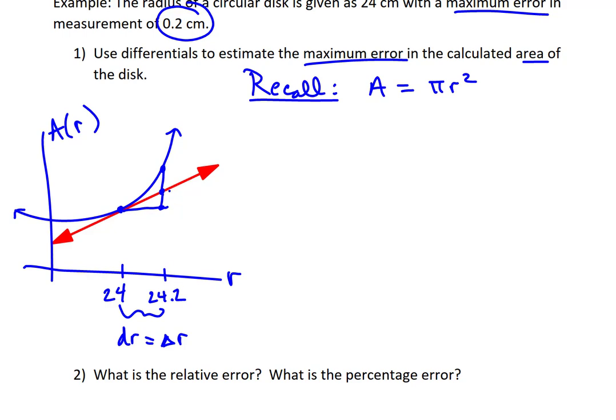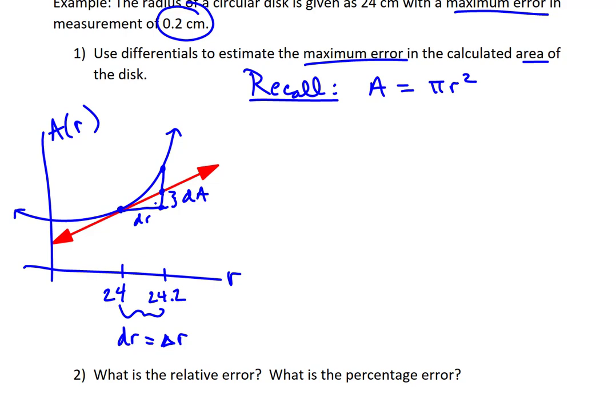Well, in this case, that's dA over dr, so the dA value should really be the shorter segment from the point on the tangent line down to the bottom of the triangle. That's the rise of the tangent line slope, so to speak. And then the run is already labeled down below as dr. That's just the distance all the way across.